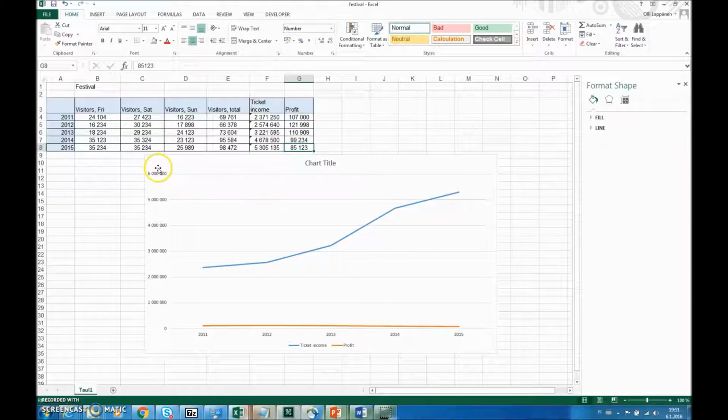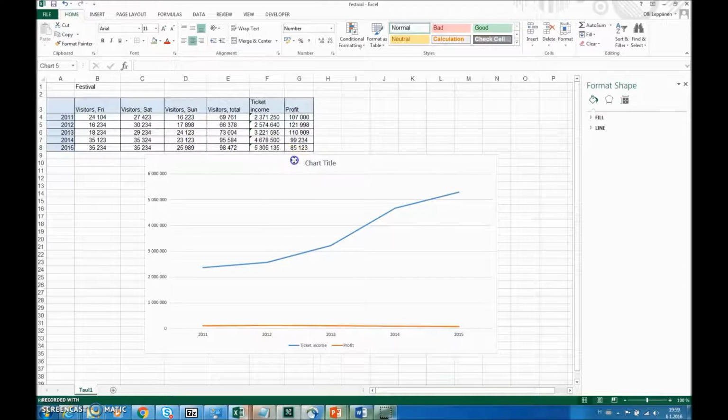Instead of using the same numbers, same scale for both of the lines, one solution would be to have a separate scale for the profit and a separate scale for the ticket income. Because the basic problem here is that the profit number is so much smaller than the ticket income number that it hides the trend of the profit. One good solution for achieving this is to use the so-called combo chart.